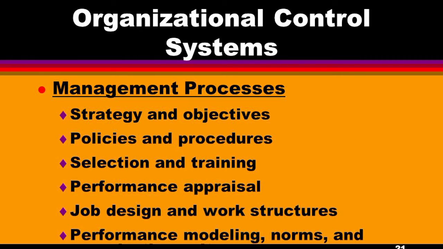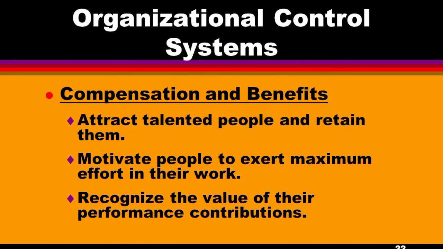Then management in process, strategy and organizational control systems. One is strategy and objectives. The second one is policies and procedures, selection and training, performance appraisal, job design and work structure, performance modeling, norms. Okay, these are the processes of controlling management processing.